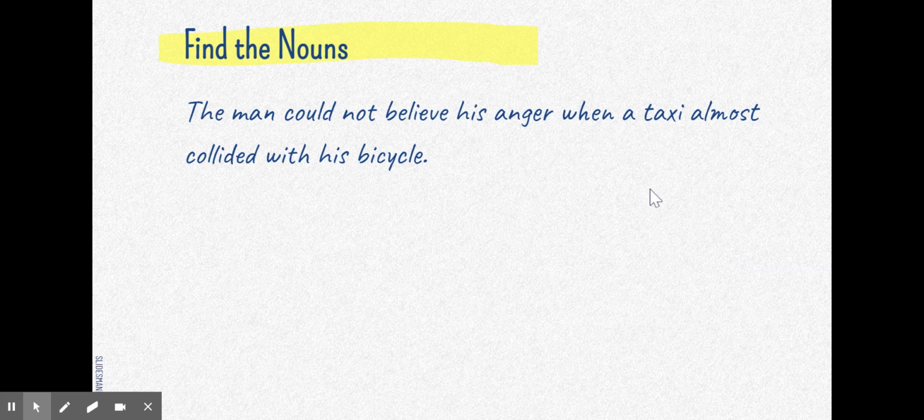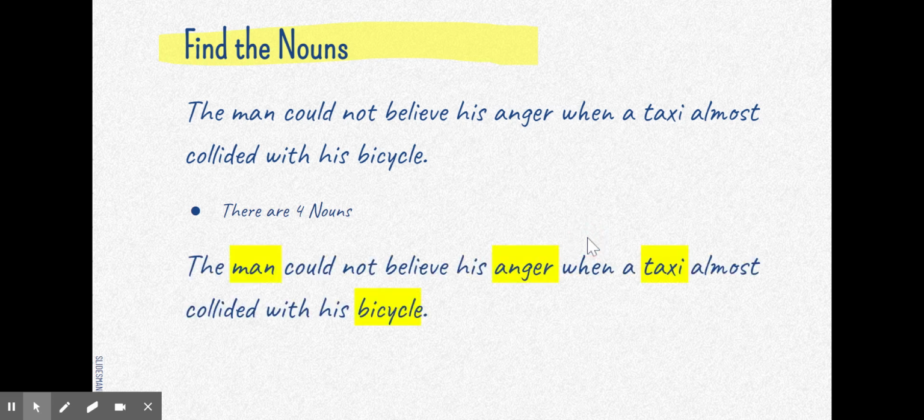And last example here. The man could not believe his anger when a taxi almost collided with his bicycle. There are 4 nouns in this sentence. 4 nouns. Okay, I'm going to reveal the answer now.